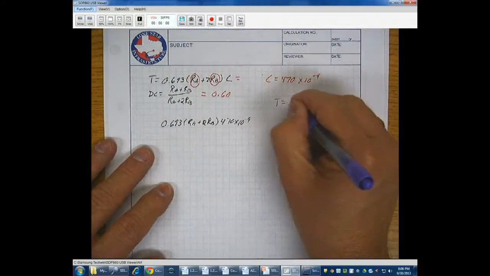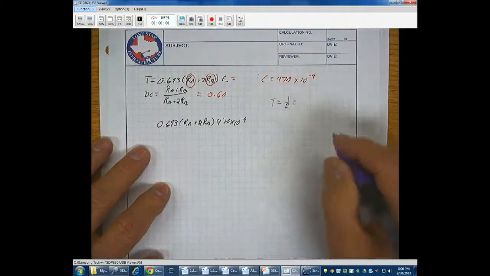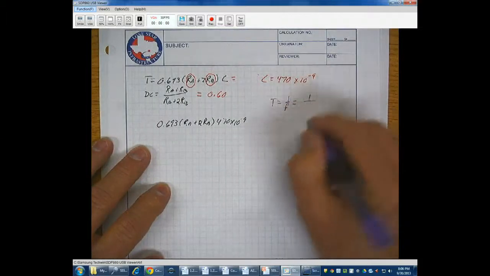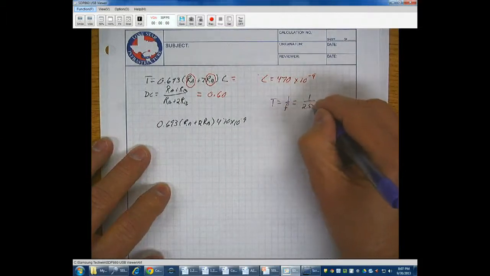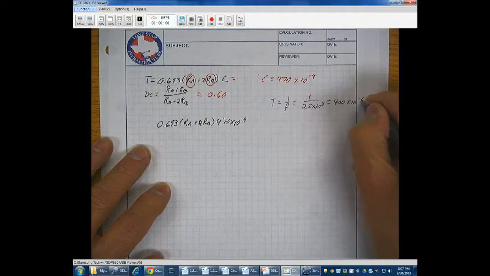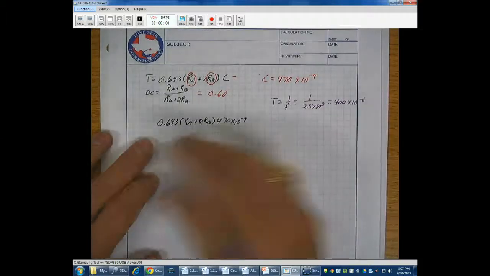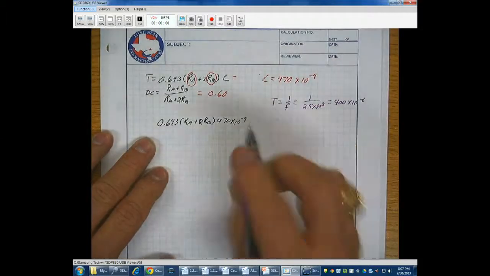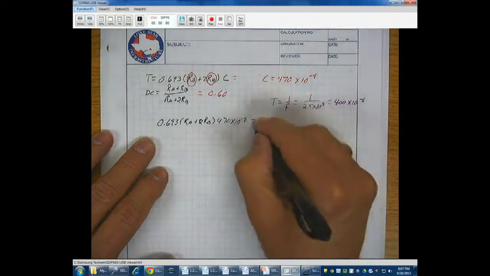The period is 1 over the frequency, which is 1 over 2.5 times 10 to the 3rd. That's what kilo means. And that's going to give me, again in engineering notation, 400 times 10 to the negative 6th. And so that's what this equation here needs to equal. Change colors again.